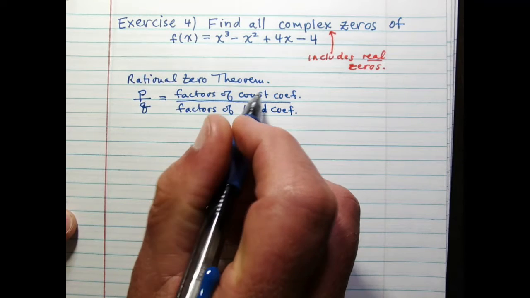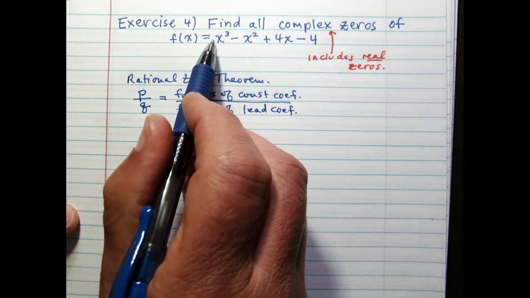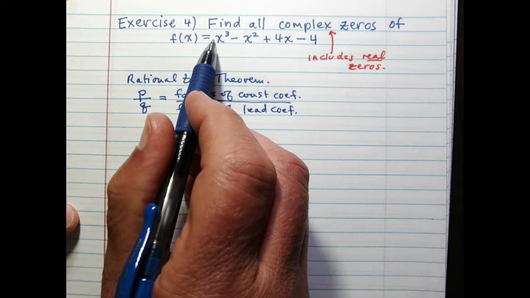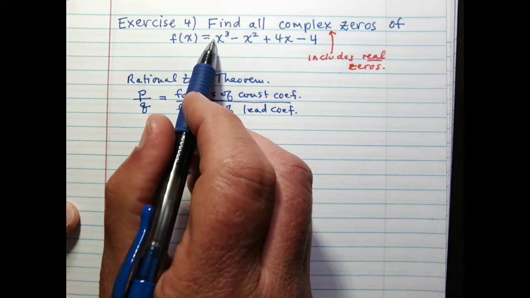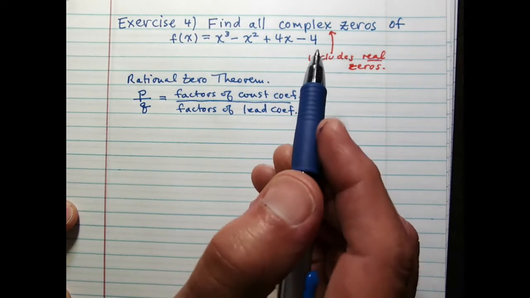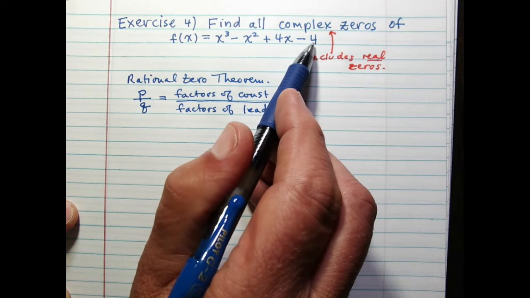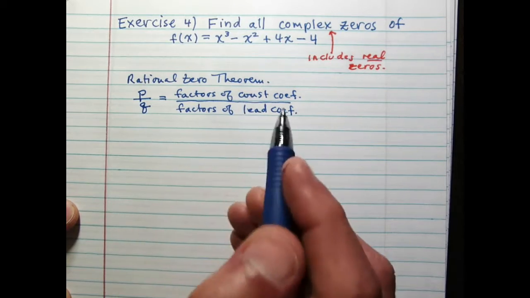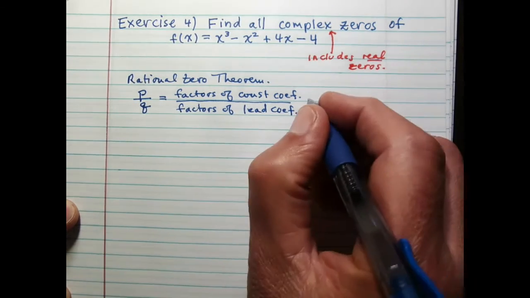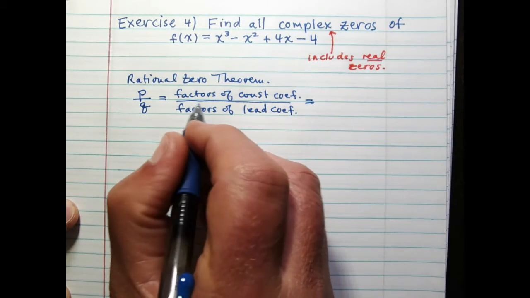And the way I remember this is, if the lead coefficient is 1, there won't be fractional zeros. They'll just be integer valued zeros. So it's those factors of the constant coefficient that give me the integer values, and that's why they go up in the numerator. Maybe that's a rather complicated way of remembering that, but that's what I do.